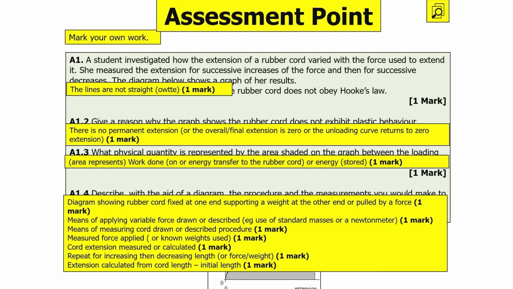You'd describe how you can apply a variable force, so either putting different masses on or having a Newton meter. You would measure the cord with a ruler, measure the force applied or have your known weights, measure your extension of your cord, repeat this for increasing and decreasing lengths, and you can work out your extension from the cord length minus the initial length of the cord.